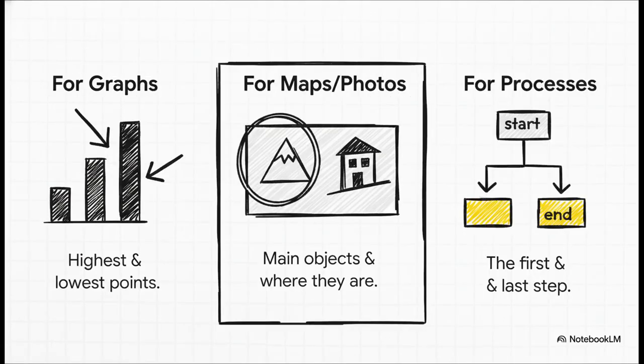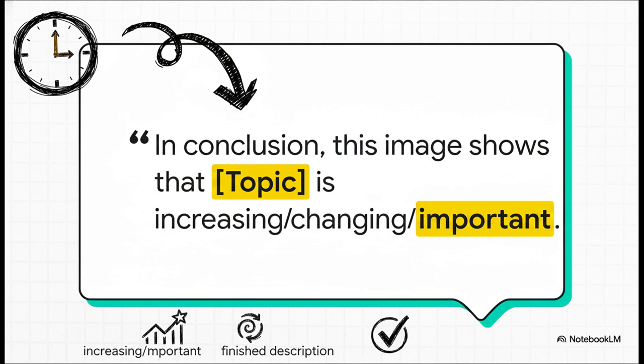So what counts as a key feature? Well, it's simpler than you think. If you have a graph, just find the highest point and the lowest point. If it's a map or a photo, just talk about the main things you see. And if you get a process diagram, the easiest thing to do is just talk about the very first step and the very last step. Always keep it simple.